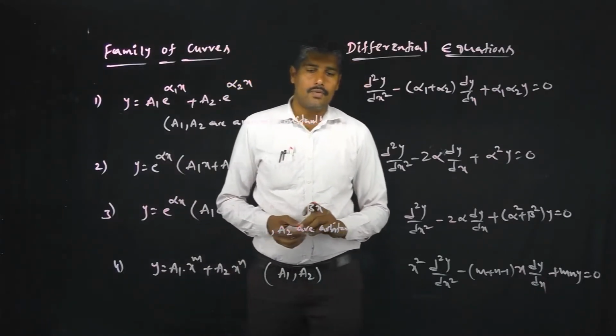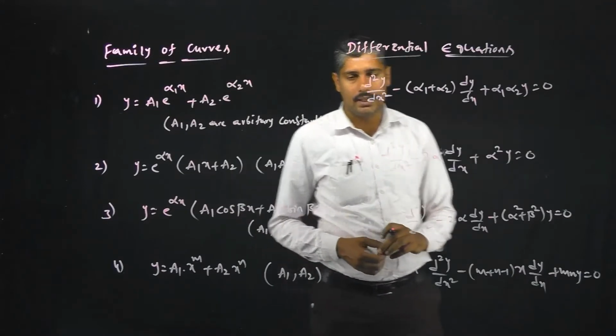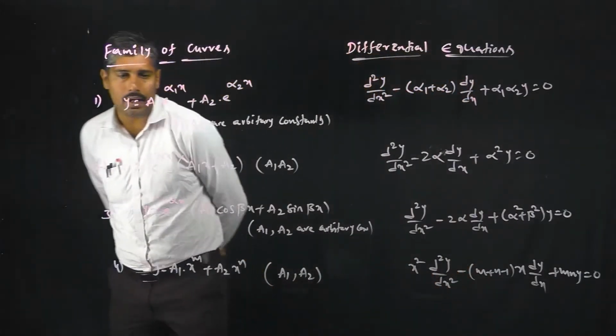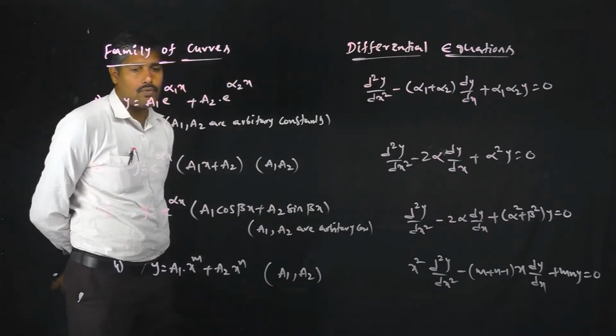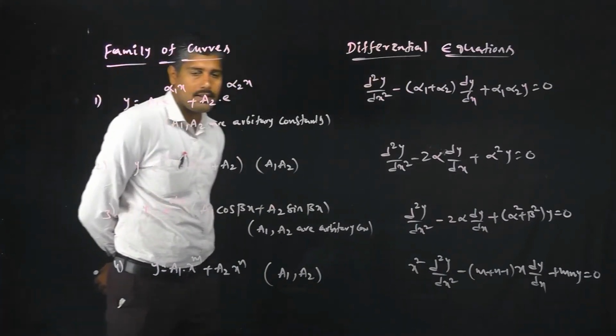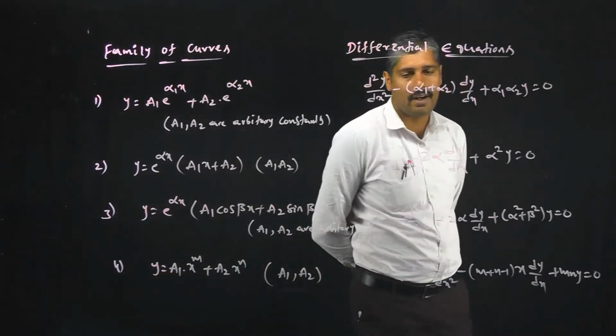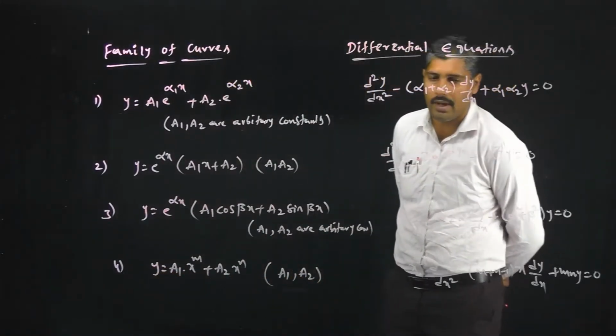Suppose the curve is y equal to e power alpha x into a1 x plus a2, where a1 comma a2 are arbitrary constants. Then we get the differential equation like this: d square y by dx square minus 2 alpha into dy by dx plus alpha square y equal to 0.